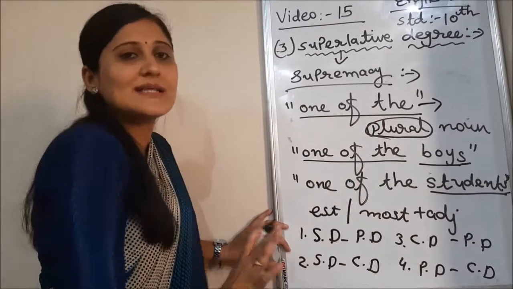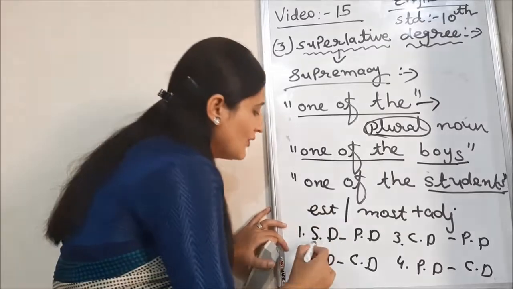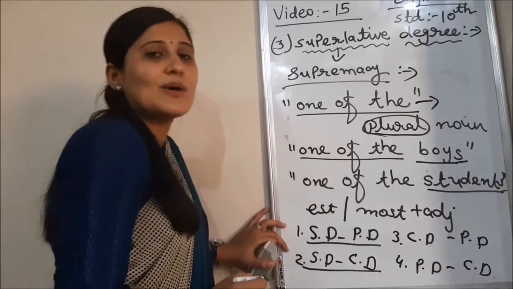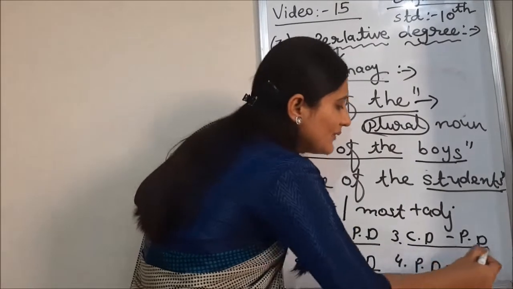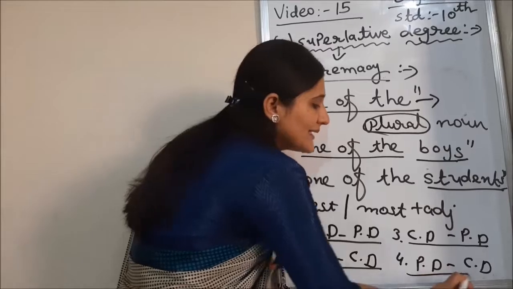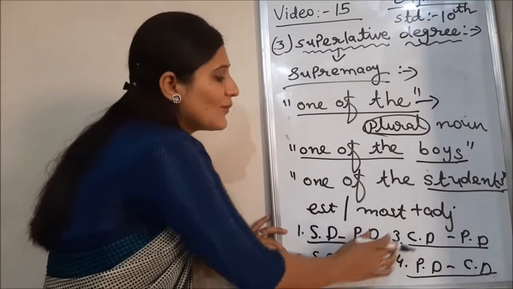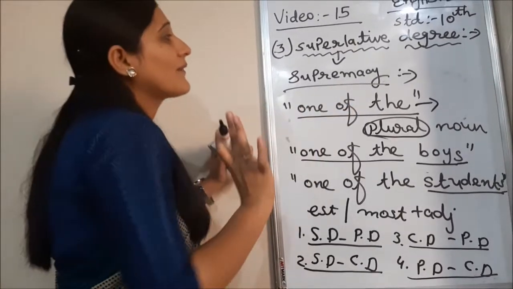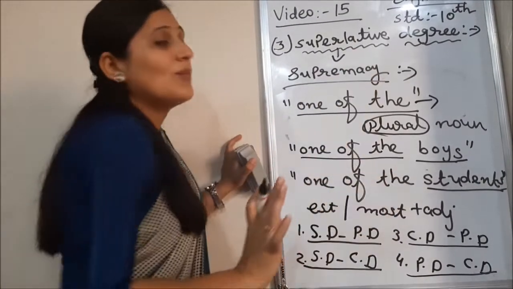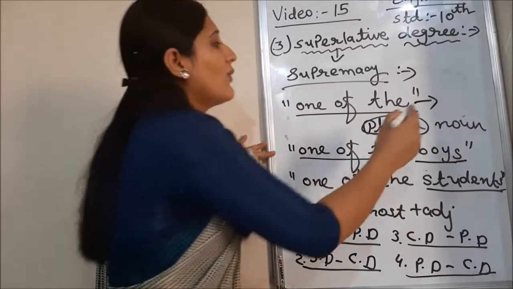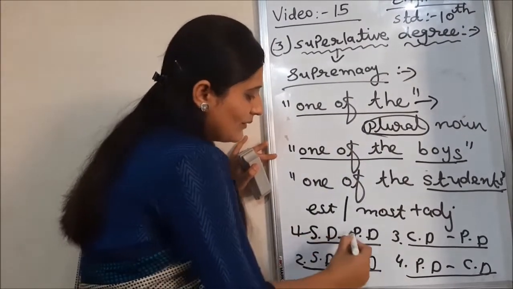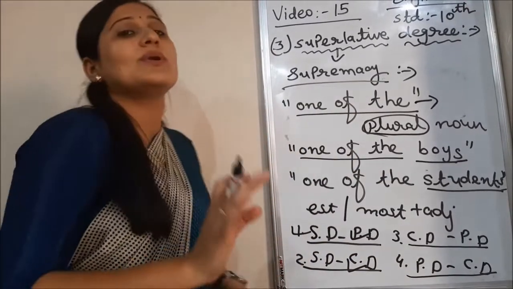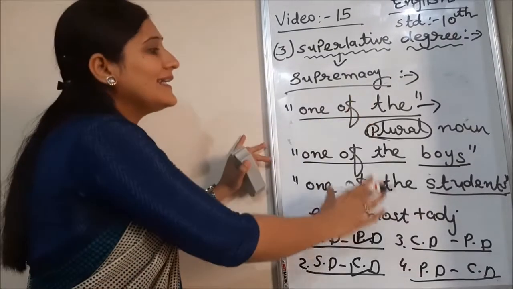These four methods can be asked in the exam. First, superlative into positive. Second, superlative into comparative. Third, comparative into positive. And fourth, positive into comparative. This fourth way can also be asked in the exam, right? So, up to now I have given most of the information about all three degrees, superlative, positive and comparative, in detail.